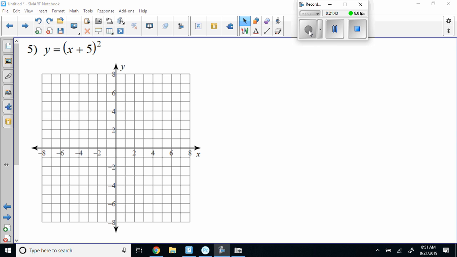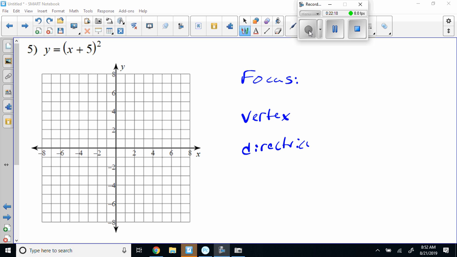Okay, ladies and gentlemen, let's look at number 5. All right? So, first things first, how's this opening? Up or down? Up. How do you know it's going up? Because who is positive? Good, the A is positive. Let's talk math. Now, if it's opening up, who is up here up top? The focus. The focus is up here now. Then the vertex will always be in the middle. And guess who's down here? Directrix.